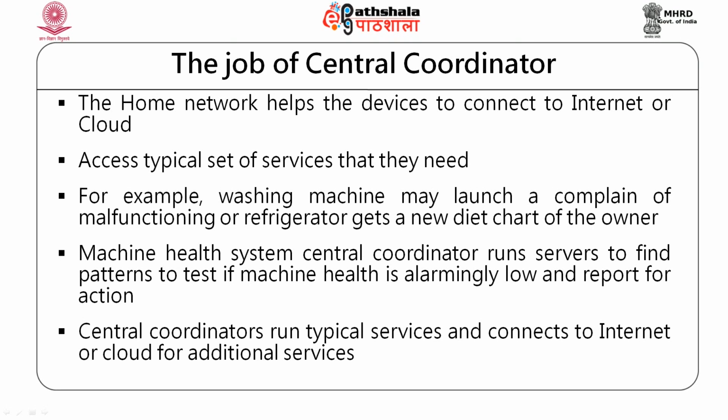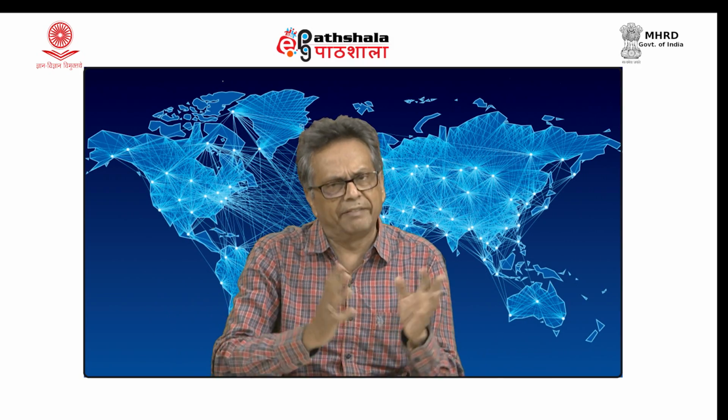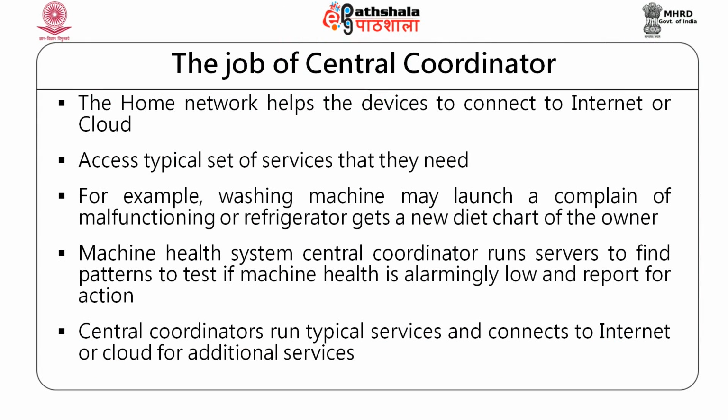Now we use the word central coordinator. Remember, as I said, we will use multiple words here: central coordinator, central router, border router, and later on, because this is a tree and the root is this, we will also use that word root, but everything describes only one entity. I am using all of them just so that you also learn that these are all synonyms. The home network helps the devices to connect to the internet or cloud, and that is done through this central coordinator. And it accesses a specific set of services, sending and receiving packets is the minimum.